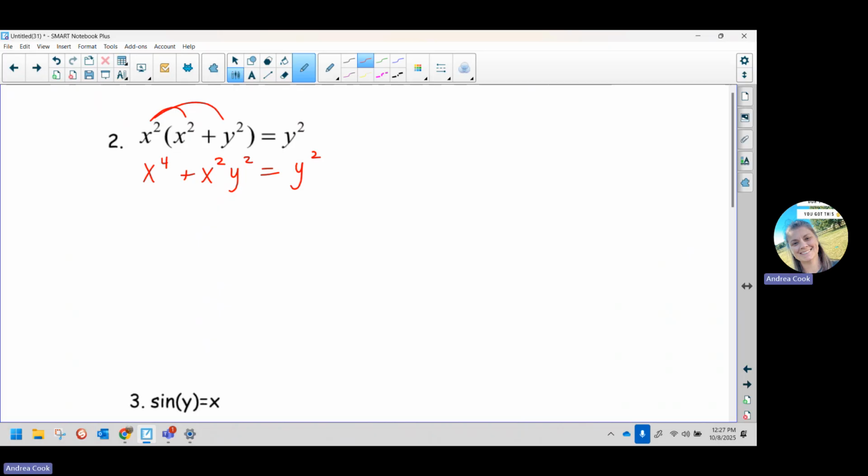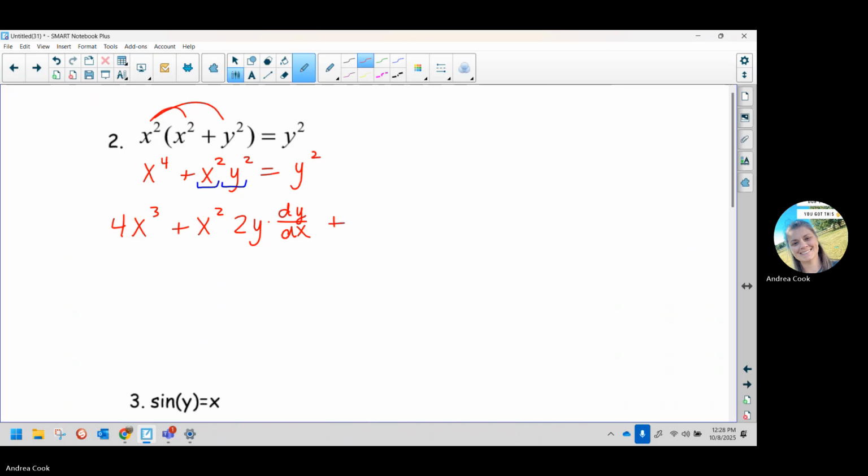And now when I find the derivative, you do still have to be careful because this is going to be product rule, because x squared is a function and y squared is a function. So finding the derivative of x to the 4th is 4x cubed. And now I'm going to do product rule. So I keep the first function. Derivative of y squared is 2y times dy over dx.